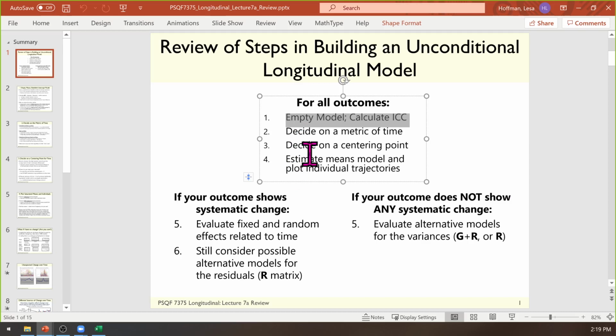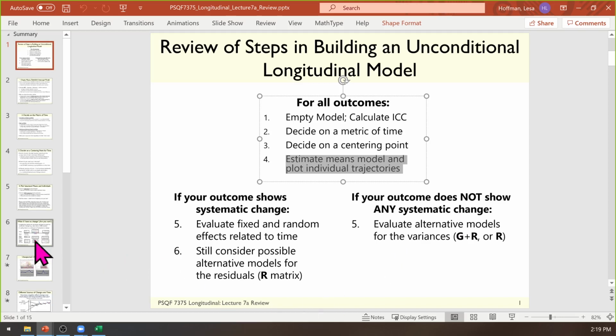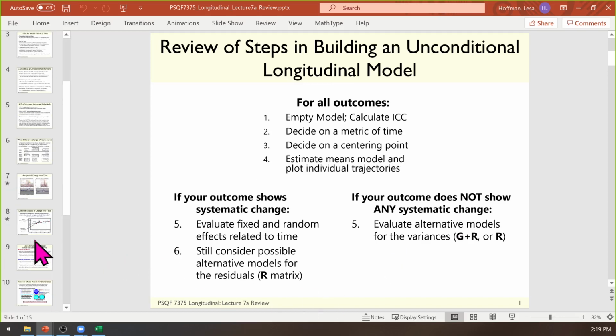So then we talked about centering point. So where time 0 should be is an interpretational choice. It should be somewhere within the span of your data. And making pictures. So estimating saturated means on balanced data, or rounding time temporarily so that you can make pictures just to get a sense of what the shape of the trajectory looks like. And then from there, what would happen next depends on whether your data falls more on the change side of the spectrum or the fluctuation side of the spectrum. And so that was where we had left off last time.